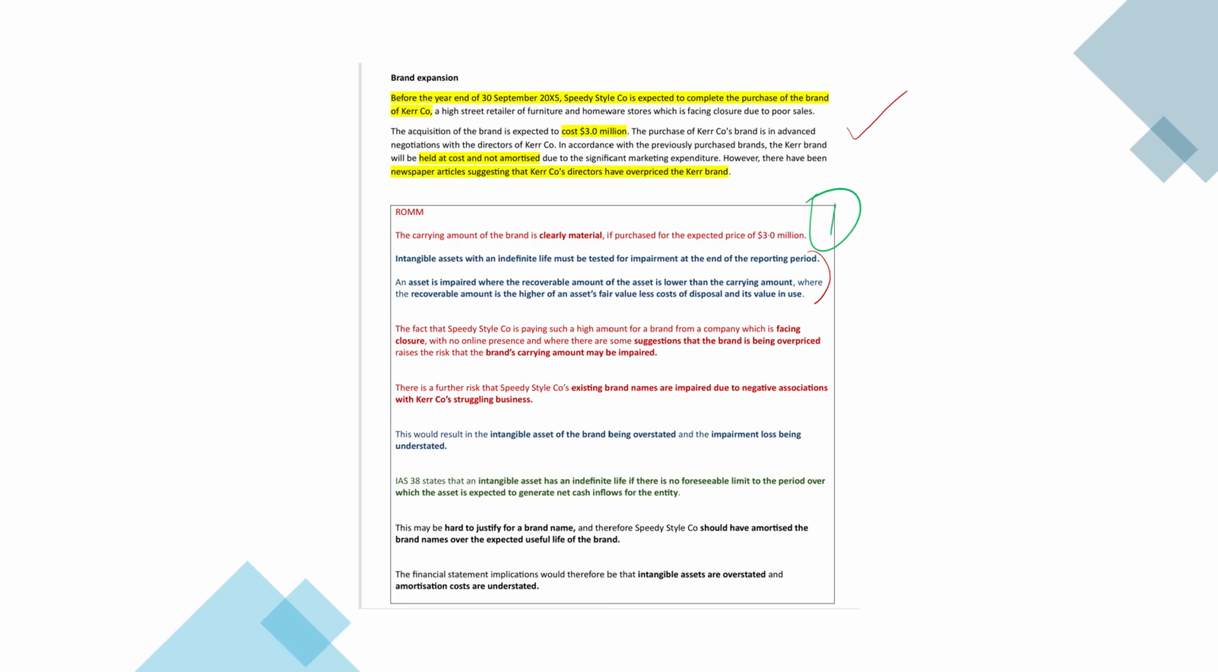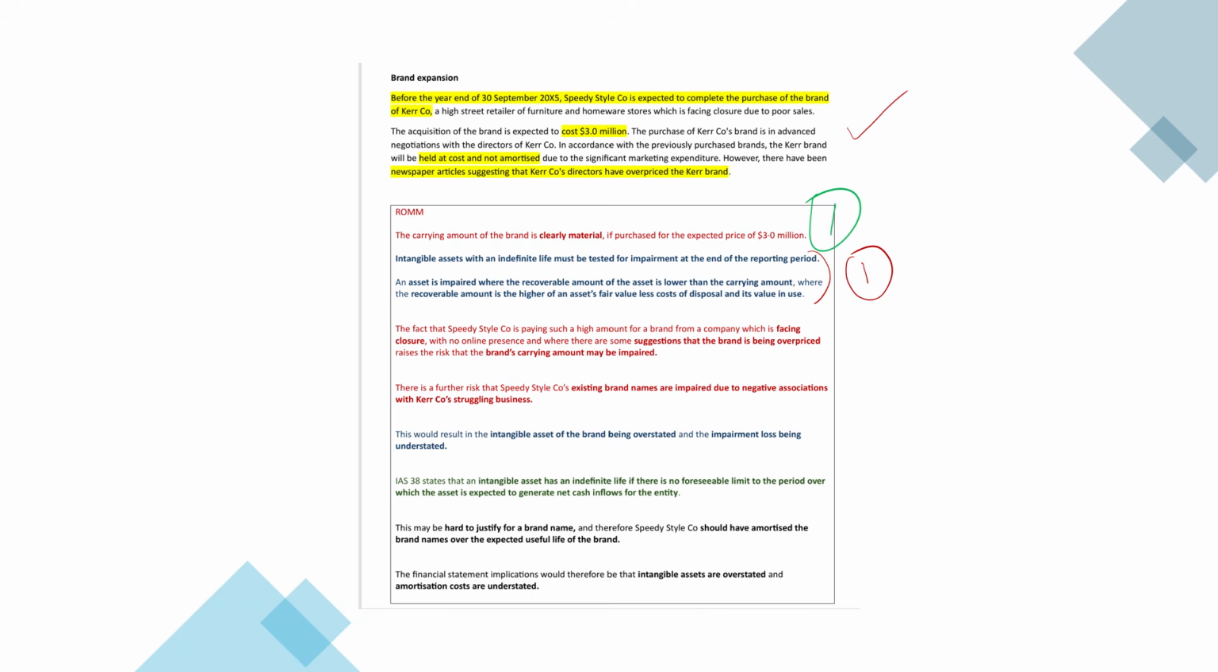I can then talk about my accounting treatment. So intangible assets with indefinite life must be tested for impairment at each reporting period. So you don't wait for an indicator of impairment. You have to do an annual impairment review. And then I talk about what impairment is. So an asset is impaired when the recoverable amount is lower than the carrying value, and the recoverable amount is the higher of fair value and value in use.